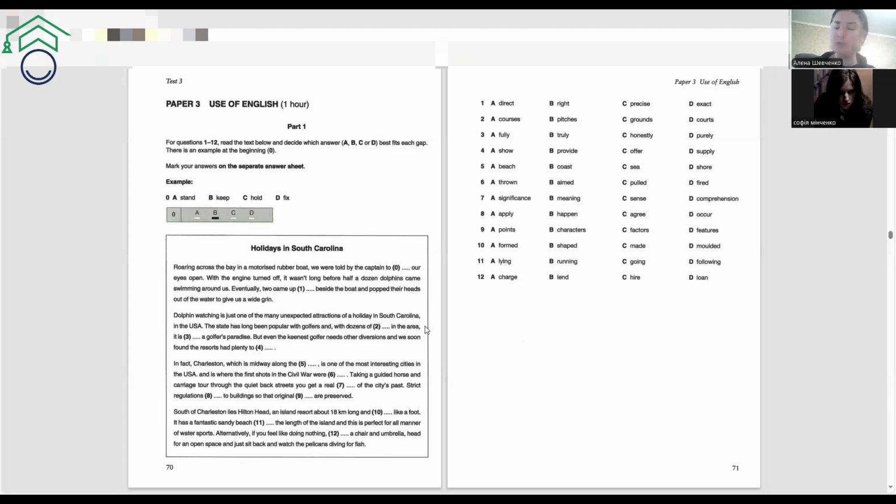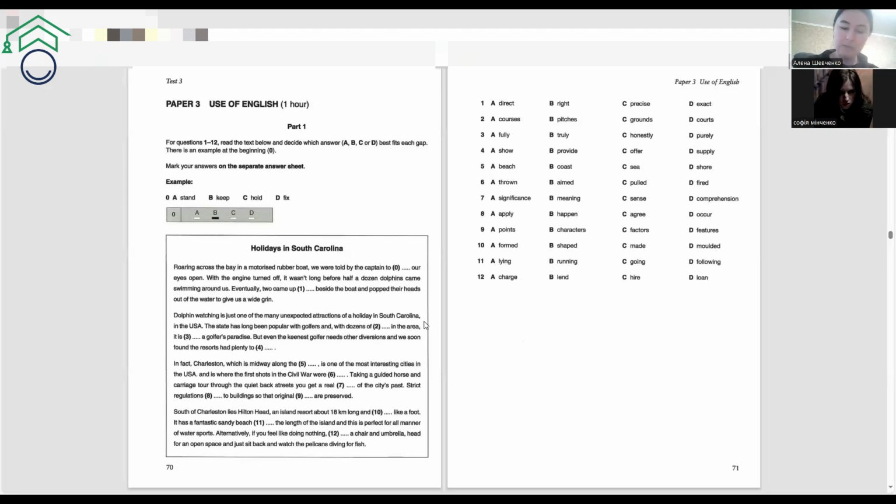If we speak about places where they can play golf, they are called courses. So special areas, special places where people can play golf. So courses will suit, thus we choose variant A, right? So option A here from number 2 will suit this gap.